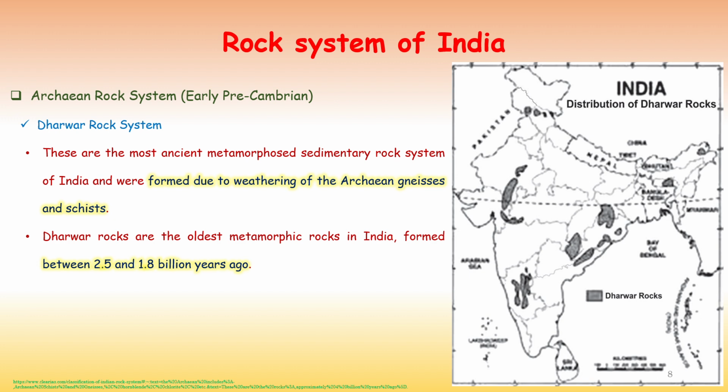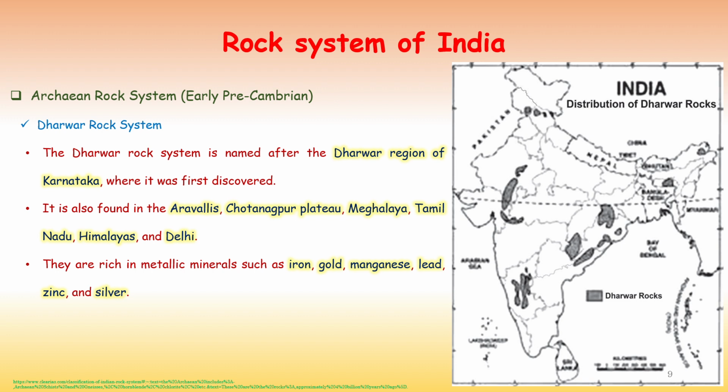The other type of Archean rock system is the Dharwad rock system. The Dharwad rock system is the result of weathering of the Archean rocks, which produced sediments that form the oldest sedimentary strata. The Dharwad period of rock formation is generally considered to be between 2500 to 1800 million years ago. These rocks are named after the Dharwad region of Karnataka where they were first studied.